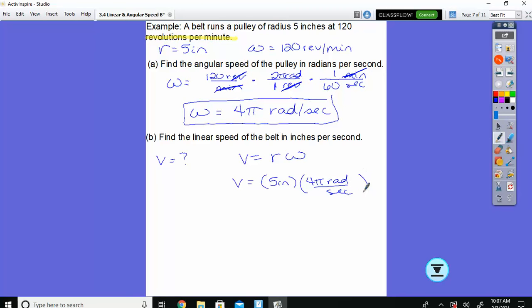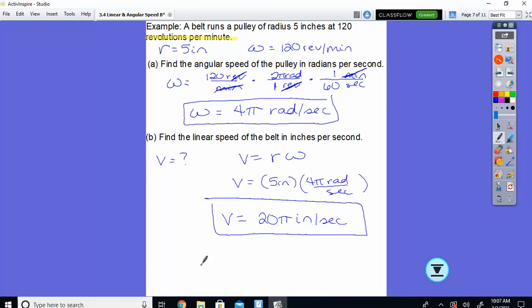Again, you don't have to write the units in here. It just helps if you struggle with knowing what unit to put on your final answer. Radians are like the extra unit. When I take inches times radians, those radians just disappear. So we get 20 pi inches per second. Your velocities, the v and the omega, will always be in something per something. It's a rate.